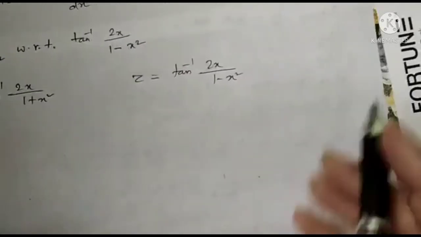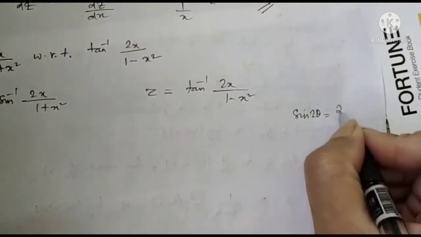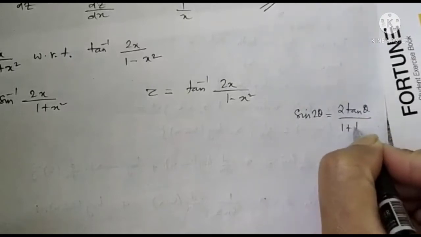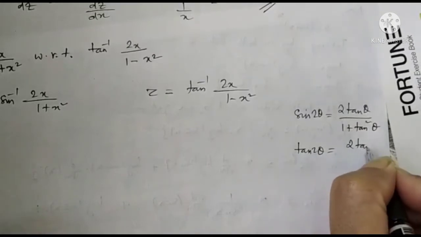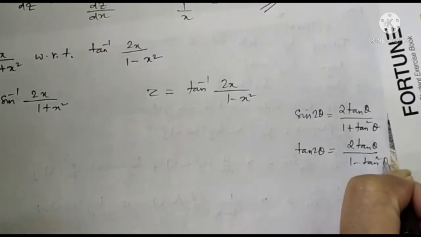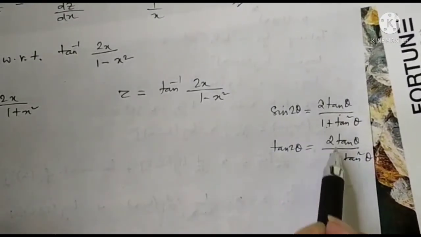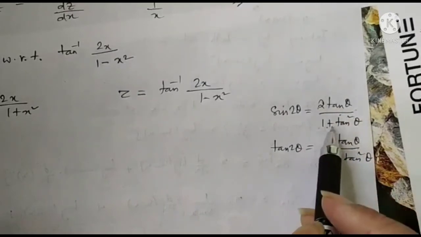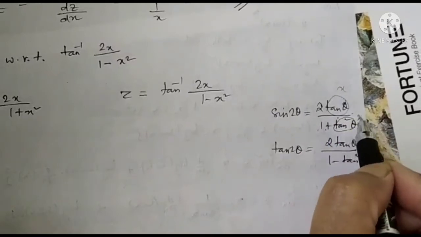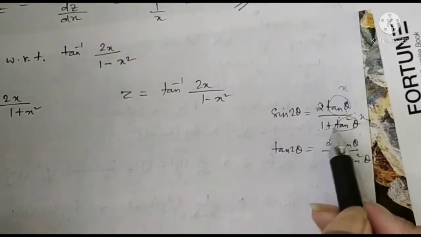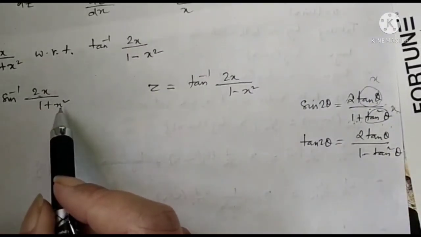But what? You know in the formula that sine 2 theta is 2 tan theta by 1 plus tan square theta. And tan 2 theta's formula is 2 tan theta by 1 minus tan square theta. Now you can see these two are exactly same. The only difference is in plus and minus. 2 tan theta by 1 plus tan square theta. Now if your tan theta was x, then this will be 2x upon 1 plus x square. Oh, it's matching, isn't it?